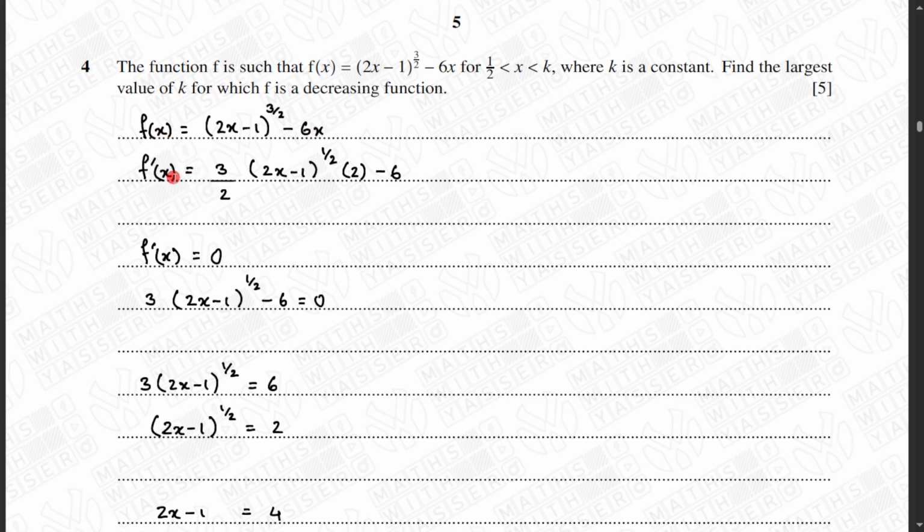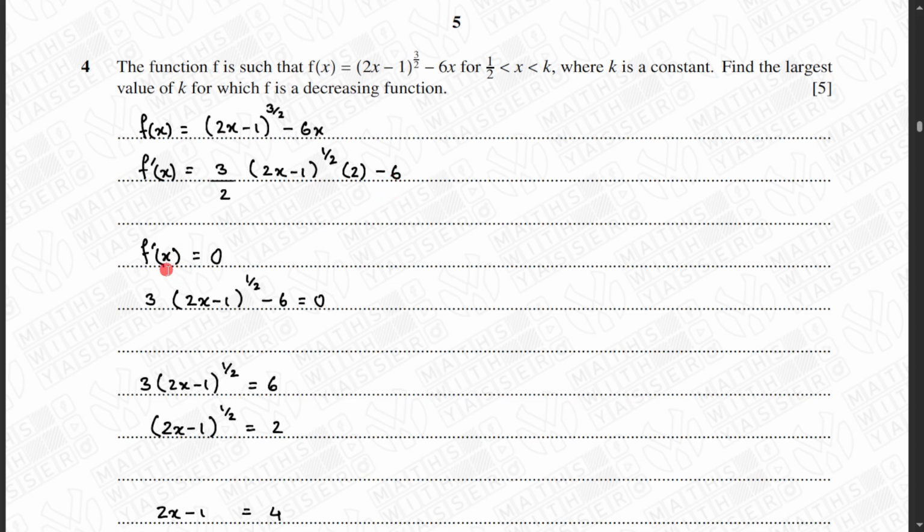Let's differentiate this equation. And we get 3 over 2, (2x minus 1) to the power half, times 2. First, we multiplied the power with 1 over here, and we took away 1 from the power and we got half, and then we differentiated the elements within the brackets and we got 2. And differentiating 6x will give us 6.